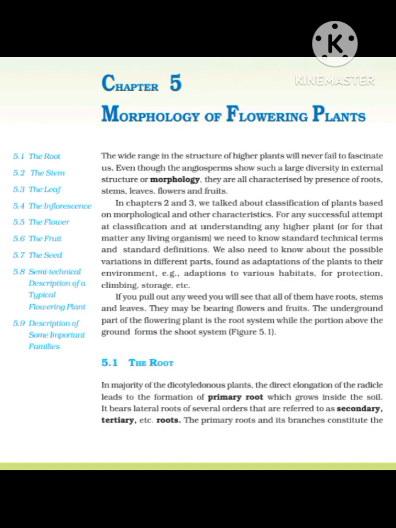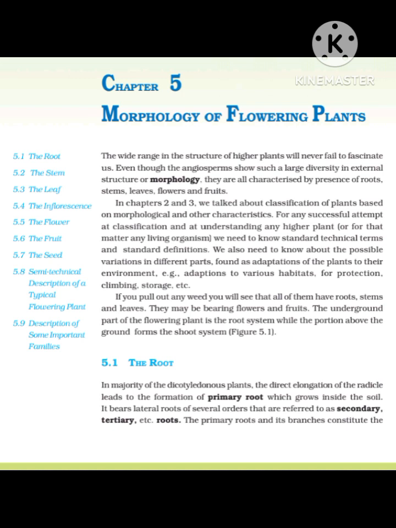Chapter 5: Morphology of Flowering Plants. 5.1 The root, 5.2 The stem, 5.3 The leaf, 5.4 The inflorescence, 5.5 The flower, 5.6 The fruit, 5.7 The seed, 5.8 Semi-technical description of a typical flowering plant, 5.9 Description of some important families. The wide range in the structure of higher plants will never fail to fascinate us.